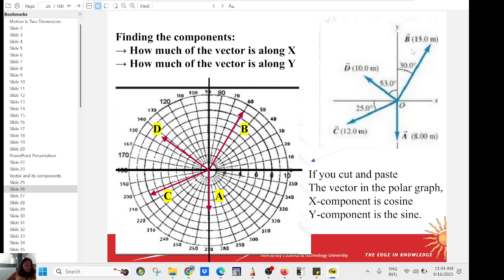Are you doing it? Because I'm lost in my notes. I don't know. Okay, let's do that. So if you're good at trig, you don't need the polar graph. If you're not good at trig, then you take your polar graph and you draw your vector B. Agree? Okay, so you have two ways to do it.